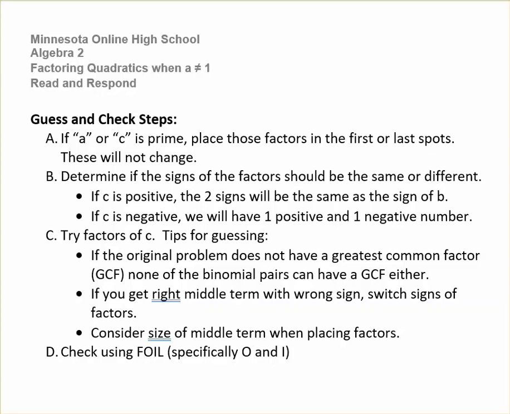If we end up with the right middle term and we have the wrong sign, then we're just going to switch the signs of the factors. And then also you want to consider our middle term's size when placing the factors to think about if we're looking for a large middle term or a small. Then we're going to check this using FOIL, specifically the middle, the O and the I.